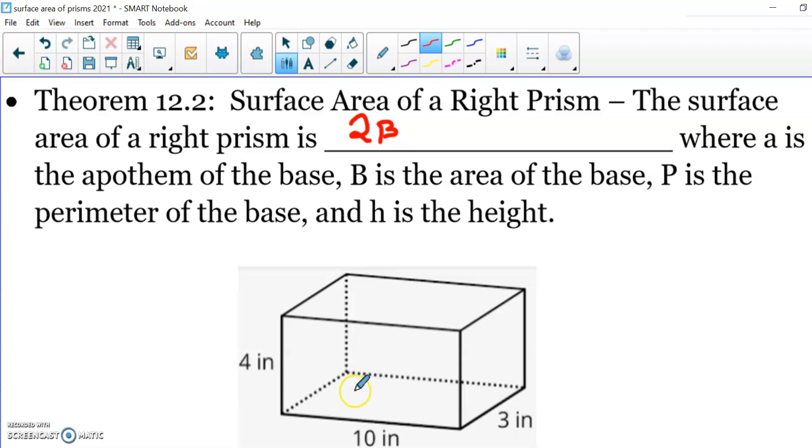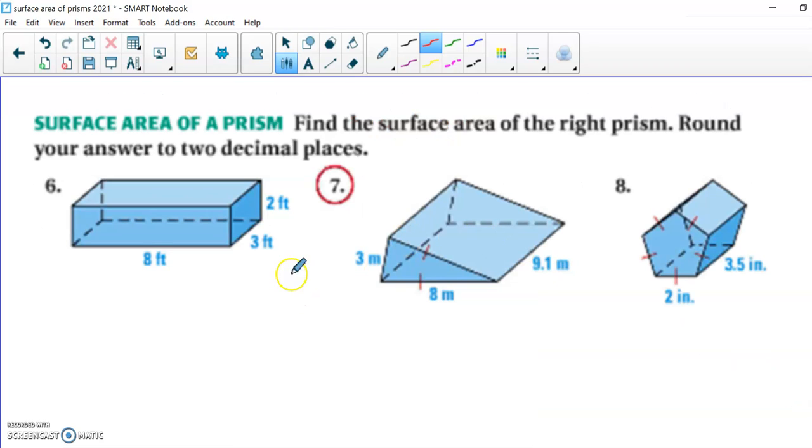Again, that's going to take care of the bottom and the top of your prism. And then to that, I add the perimeter of the base. In this case, we would add up the 4 sides of our base and then multiply that times the height of our prism. And again, that takes care of all 4 of the other sides, the lateral faces. Let's go ahead and practice.